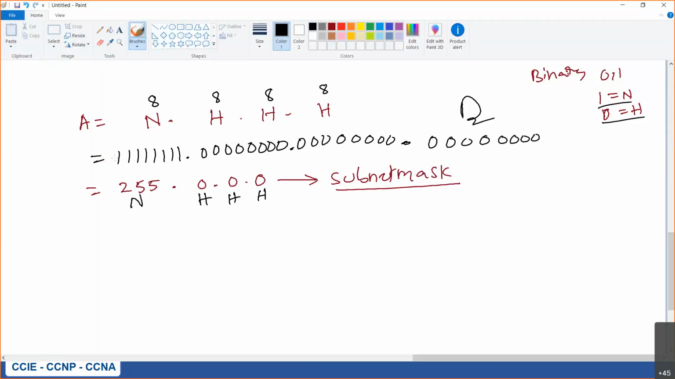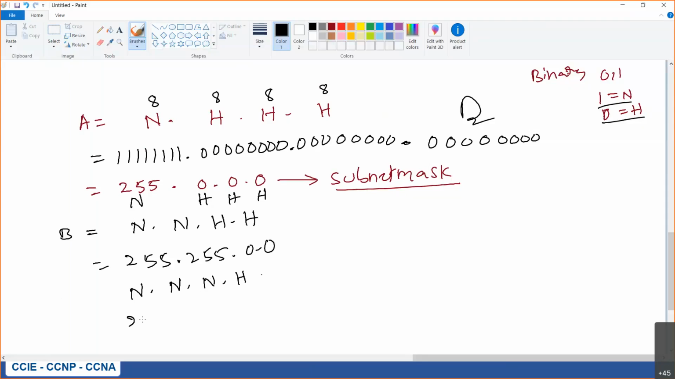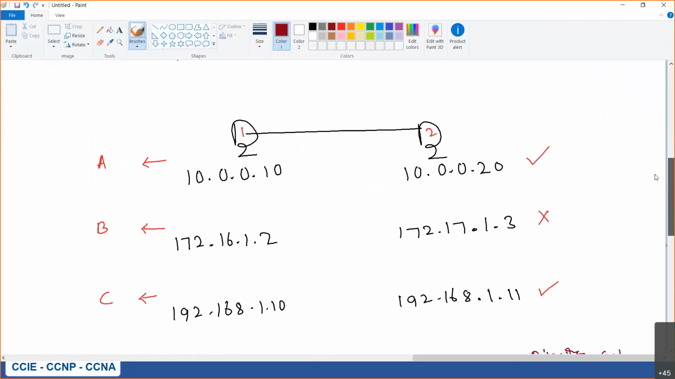Right? This is a class A example. Then what about class B example? What is the class B subnet mask? Network, host. So it's 255.255.0.0. What about class C example? Network, network, network, host. So it's 255.255.255.0. Is it clear? So finally, what are you getting now? Network indicates 255. Host indicates what? 0.